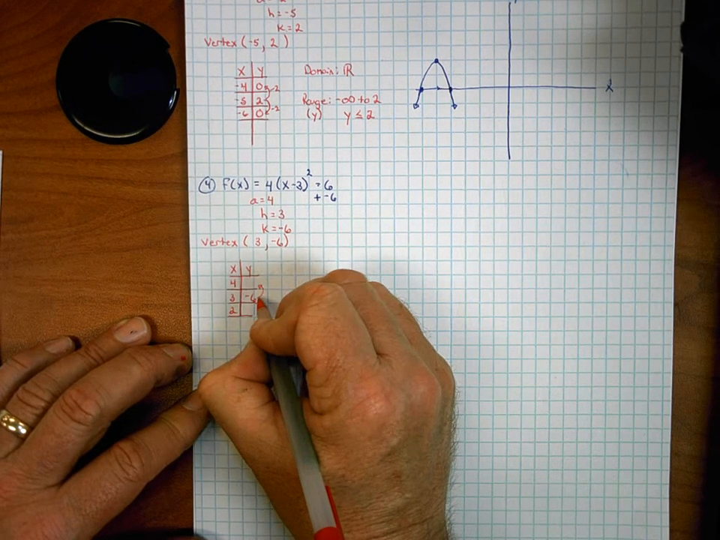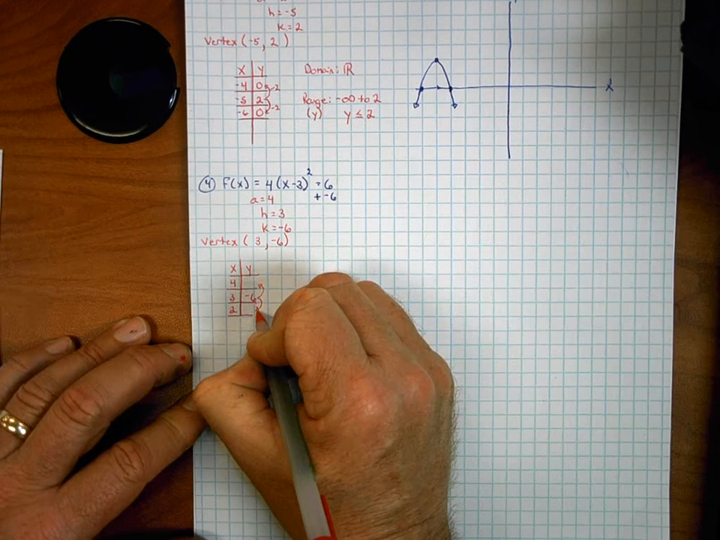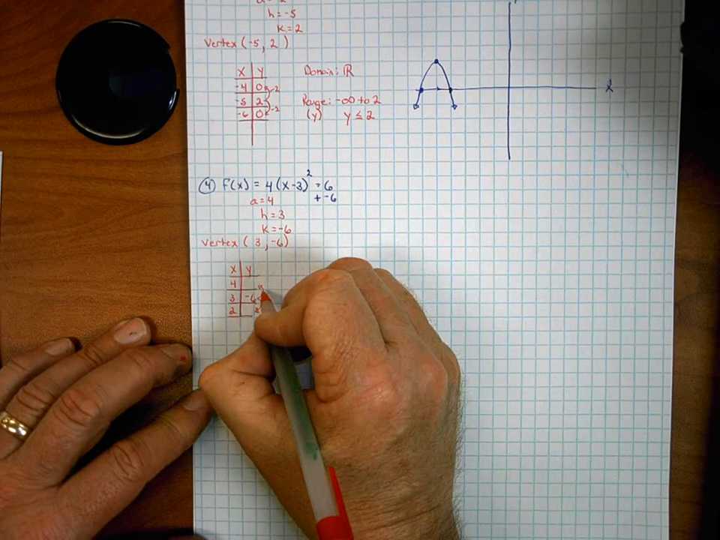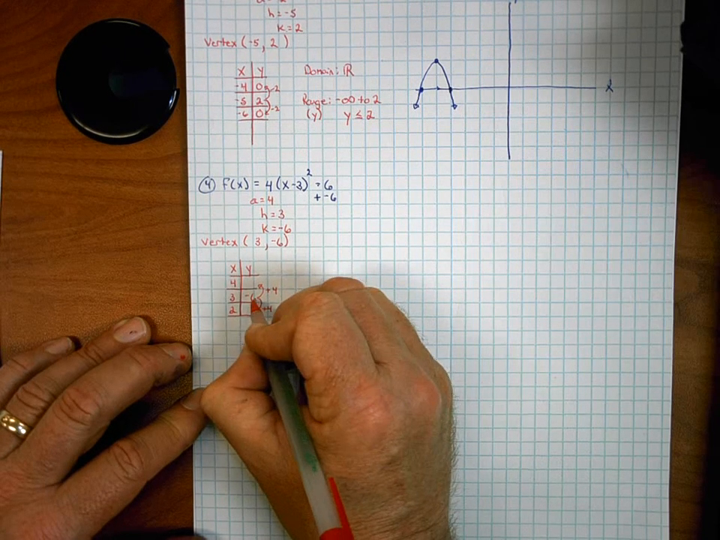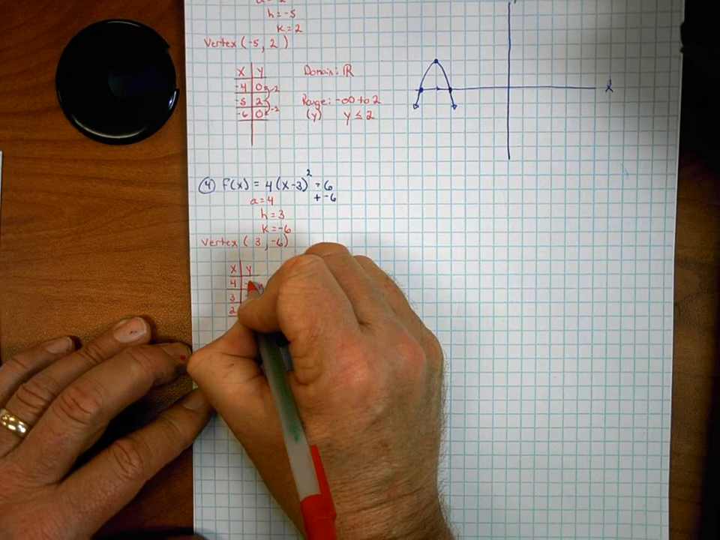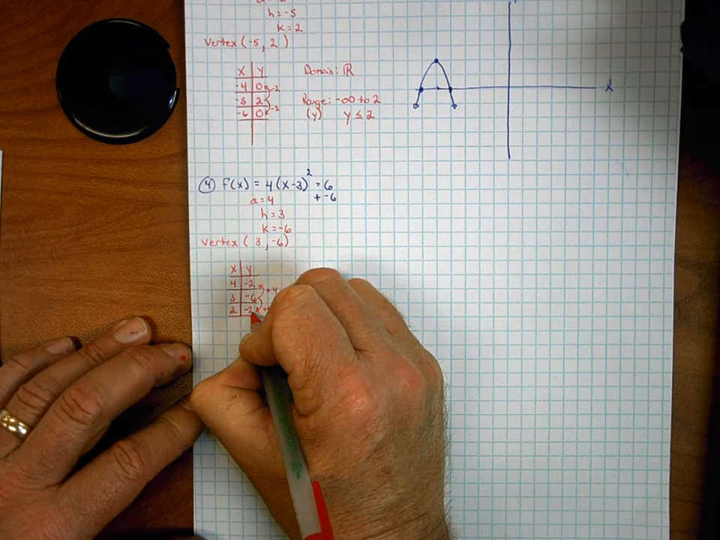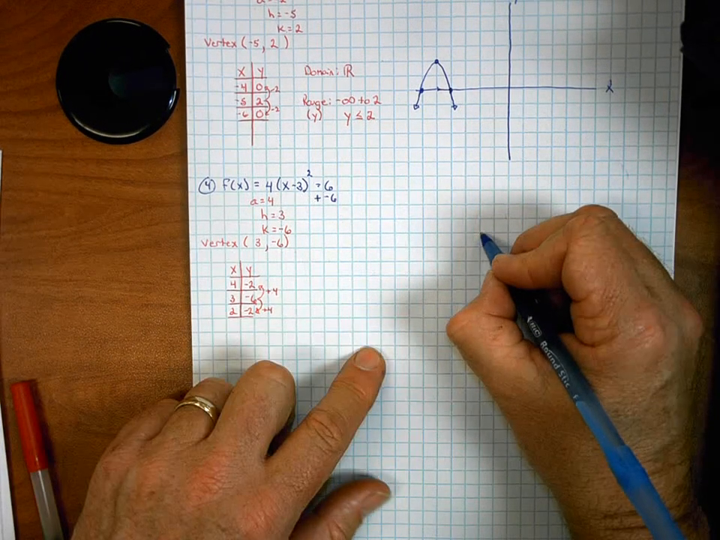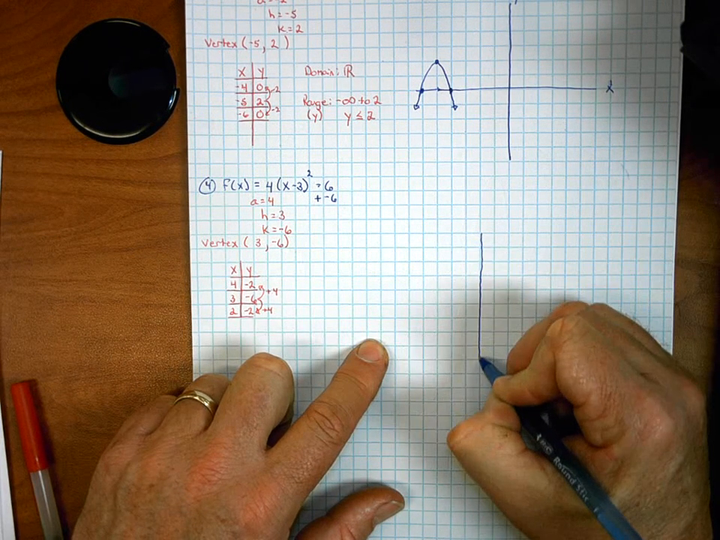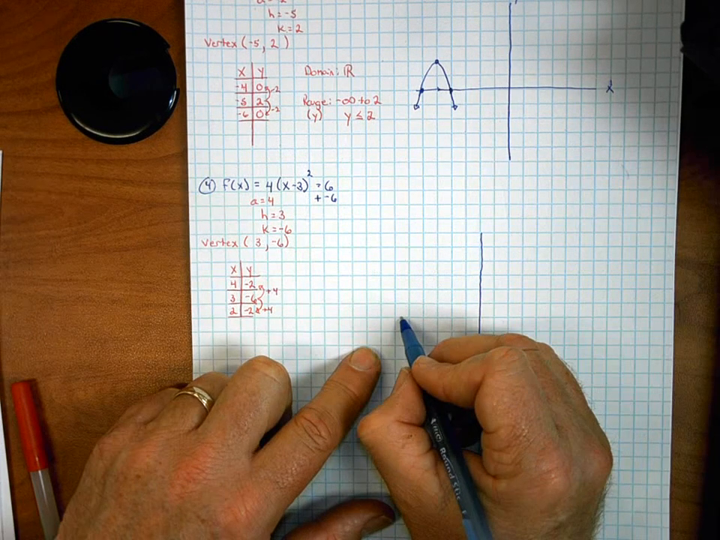Then to fill out my y values for my table, I look at my a value. My a value is +4. So this means both of these y values should go up 4 from -6. So that would put both of the y values at -2. Okay? And then I use this table to generate a graph of what my parabola is going to look like.